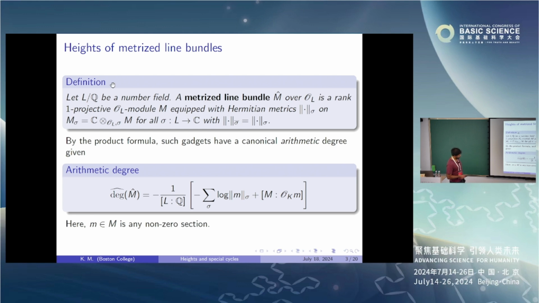The formula on the right-hand side seems like it depends on the choice of a non-zero section, but because of the product formula, you see that in fact it's a canonical quantity. So this is independent of the choice of this section.